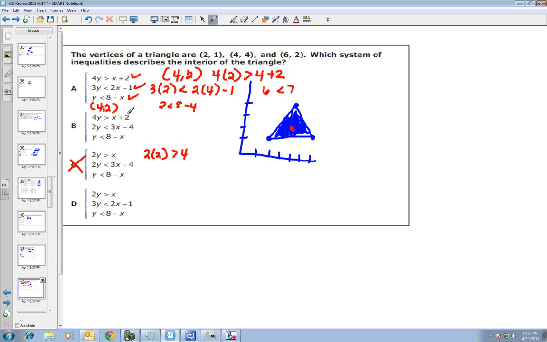I worked this differently the first hour. I thought, no, I'm going to try it this way because it's going to be easier. B is my answer. Okay. All right, here's how I worked it first hour.